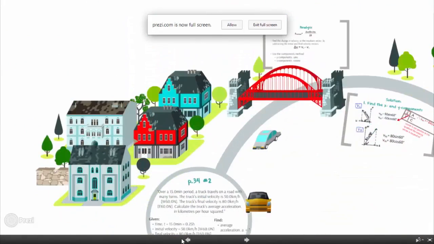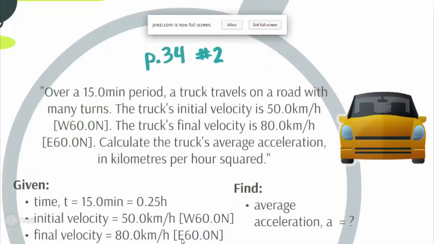Today we'll be looking at page 34, question number 2. Over a 15-minute period, a truck travels on a road with many turns. The truck's initial velocity is 50 kilometers per hour, traveling west 60 degrees north. The truck's final velocity is 80 kilometers per hour, traveling east 60 degrees north. Calculate the truck's average acceleration in kilometers per hour squared.